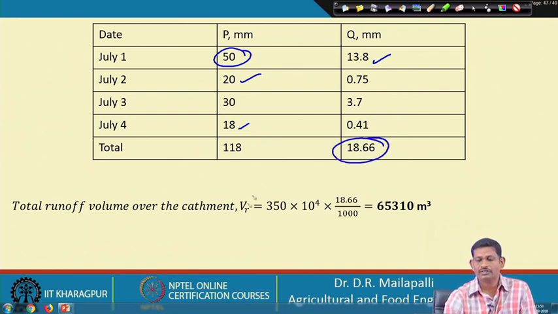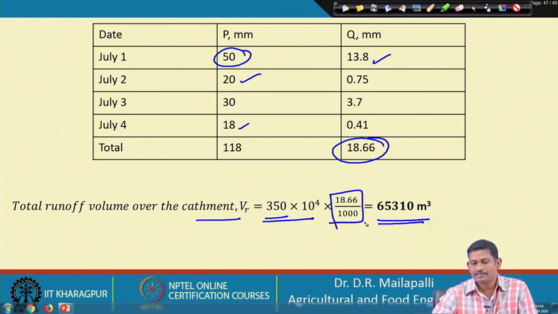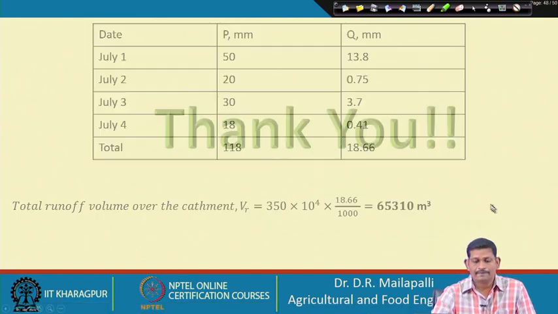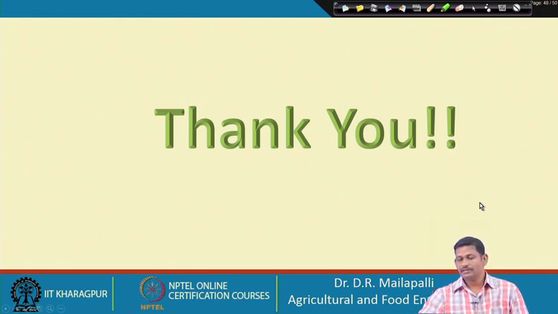So the total runoff depth would be 18.66, and the total runoff over the catchment V r is equal to the 350 area times this depth, and you get 65310 meter cube as the runoff volume. So for increasing curve numbers, the runoff volume is increasing. This is all for the lecture about hydrologic design of surface drainage systems.